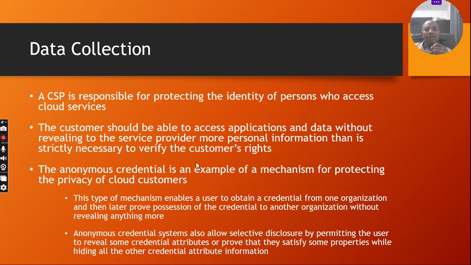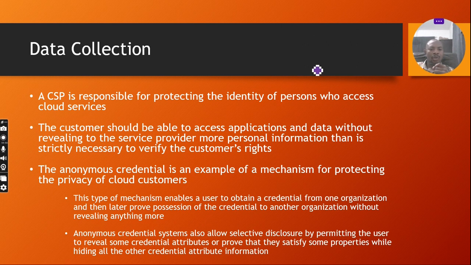Now here, this type of mechanism enables the user to obtain a credential from one organization and then later prove possession of the credential to another organization without revealing any detail of him or herself, without revealing the sensitive personally identifiable information. The anonymous credential system also allows selective disclosure by permitting the user to reveal some credential attributes or prove that they satisfy some properties while hiding all the other credential attribute information that is available with the cloud service user.